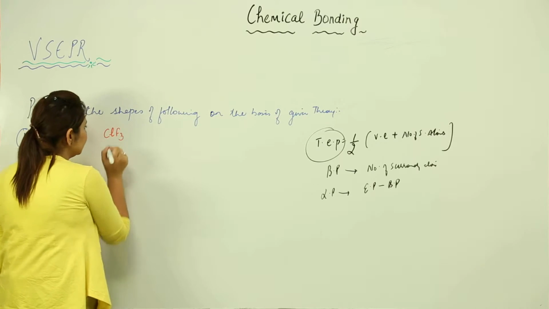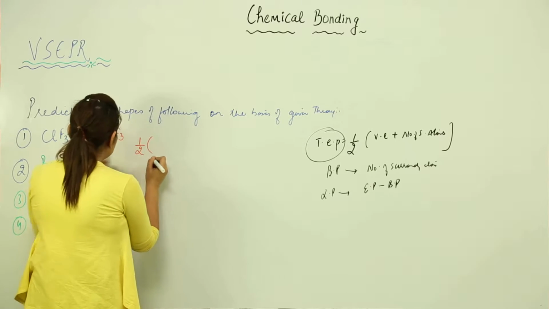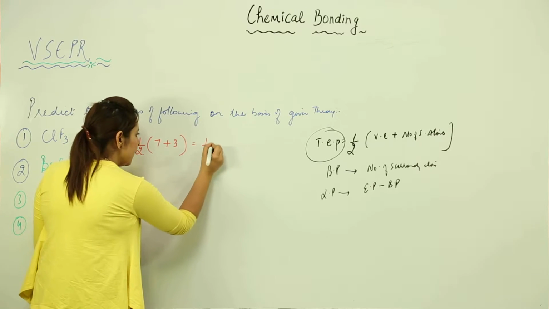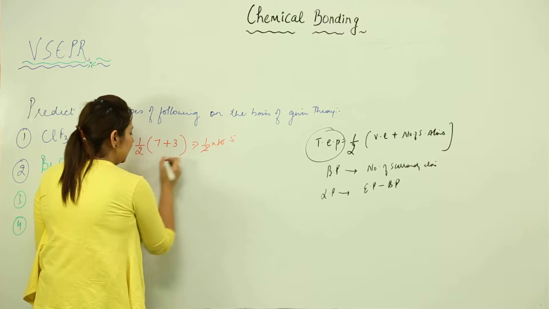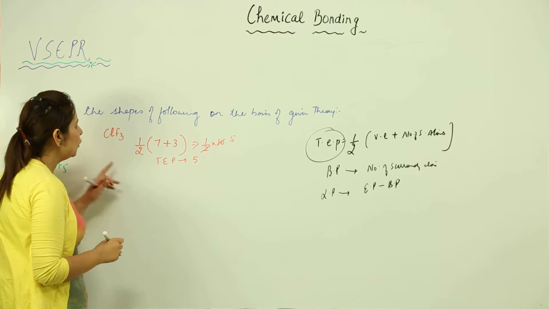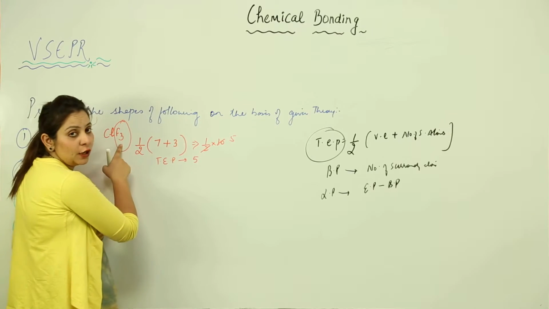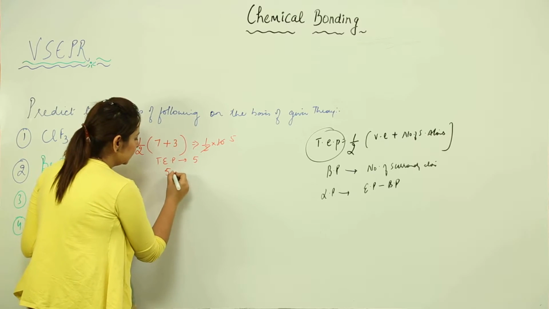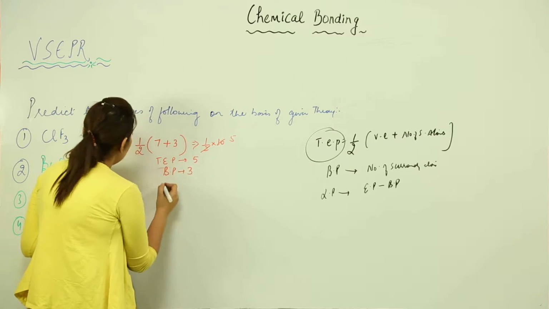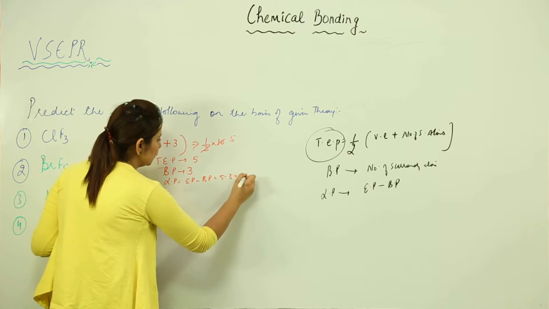First I need to find the total number of electron pairs. So half times the valence electrons of Cl, which is 7, plus the surrounding atoms, 3. What do we get? Half into 10, so the total electron pair present is 5. The surrounding atoms indicate the bond pair, which is 3, and the lone pair is 5 minus 3, which comes out to be 2.